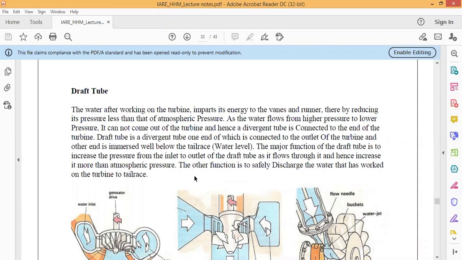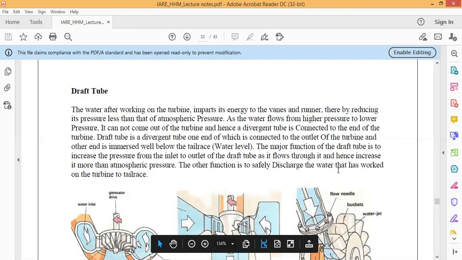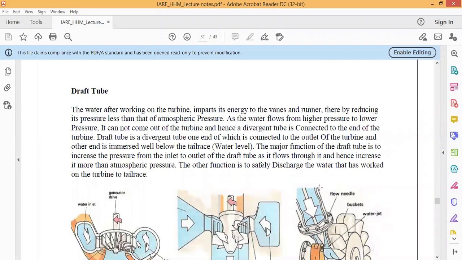So a draft tube is a divergent tube, one end of which is connected to the outlet of the turbine and the other end is immersed well below the tail race water level. The major function of the draft tube is to increase the pressure from the inlet to the outlet of the draft tube as water flows through it, and hence increase it to more than atmospheric pressure. The other function is to safely discharge the water that has worked on the turbine to the tail race.